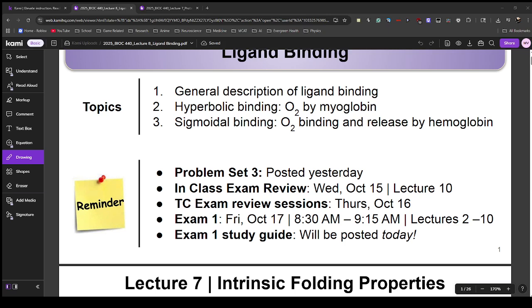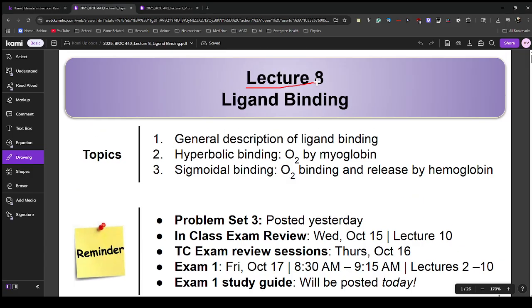Okay, hello everybody. We are back for another review session here. So, we're going to take a look today at lecture 8. We're going to look at ligand binding, and we're going to look at these things here.